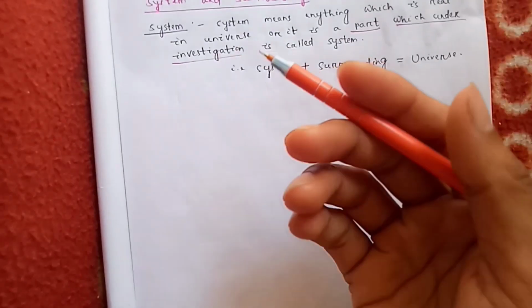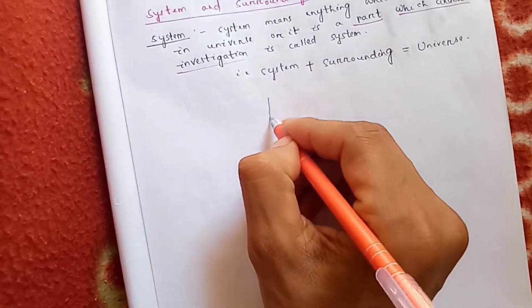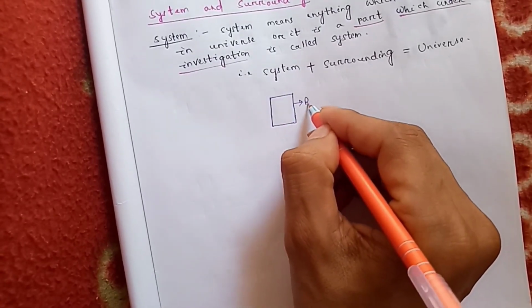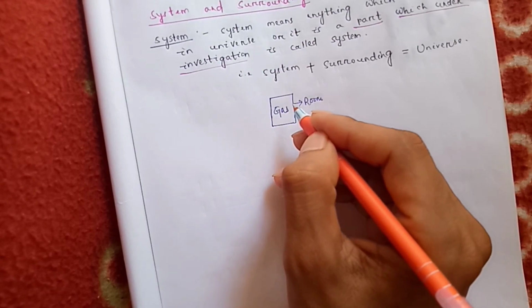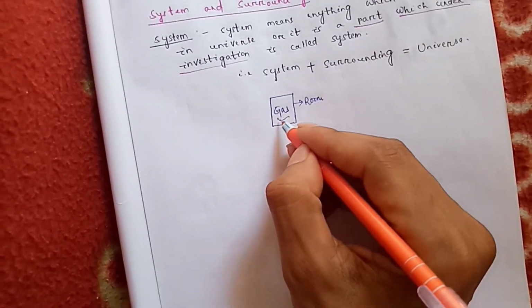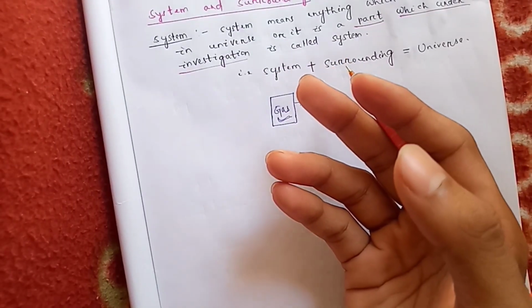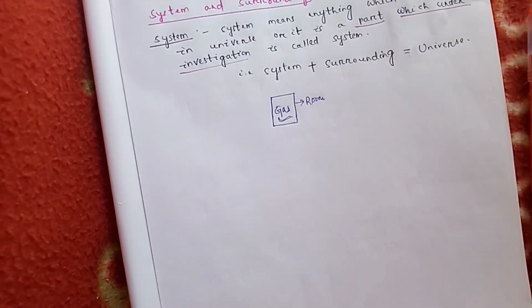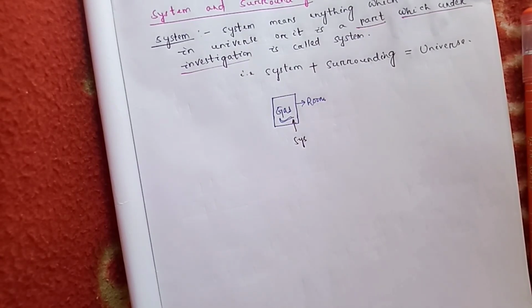I will give another example. If we are studying about the gas present inside this room, okay, this is the room and the gas present inside this room, then the gas is our system, about which you are going to study. So the one which is under observation, that we call a system. Is it clear, students? Now here the gas is our system.